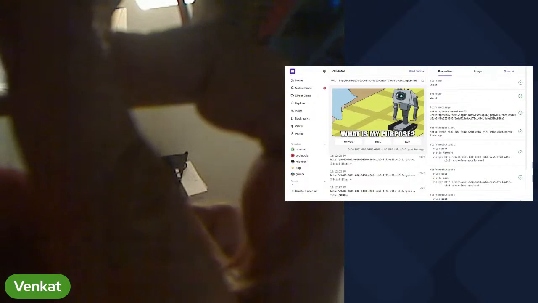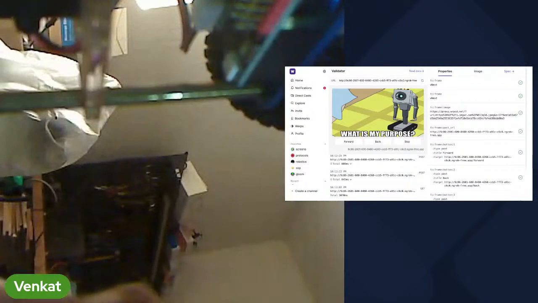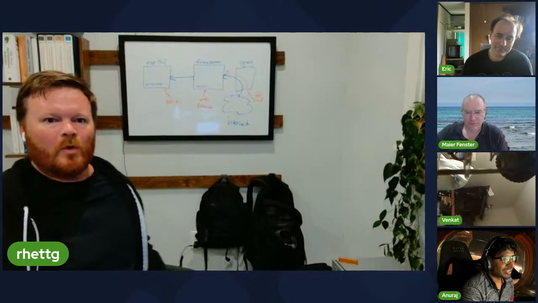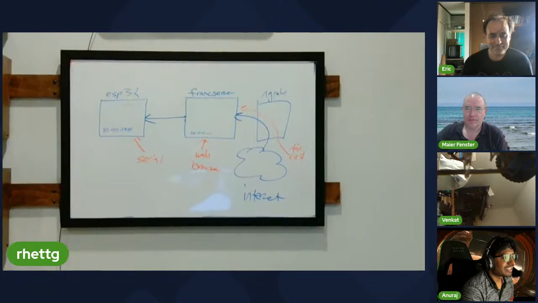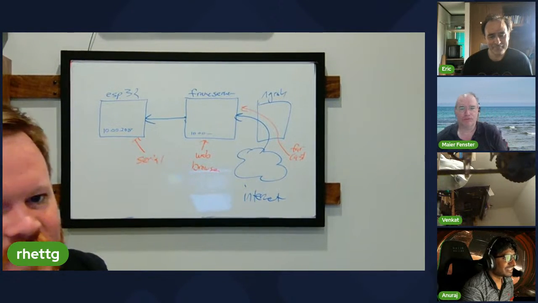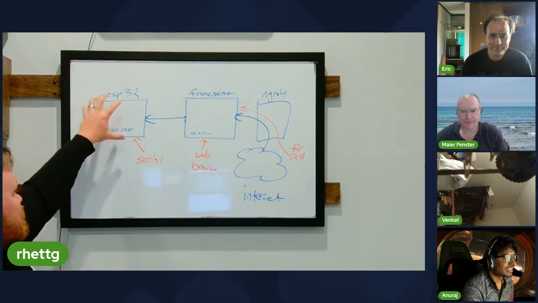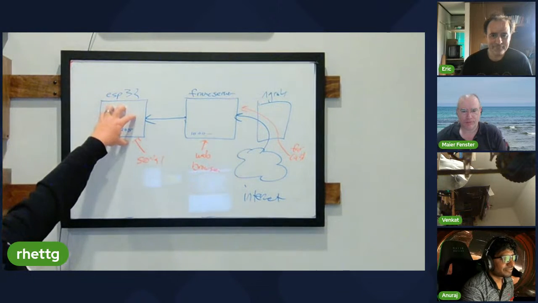I think Rhett has a good diagram in his background. Maybe he can explain. Yeah, I can pull that back up and explain it a little bit. Yeah, let's have a little review of what we just did. Excuse my chicken scratch writing, but this is the rover running an ESP32.